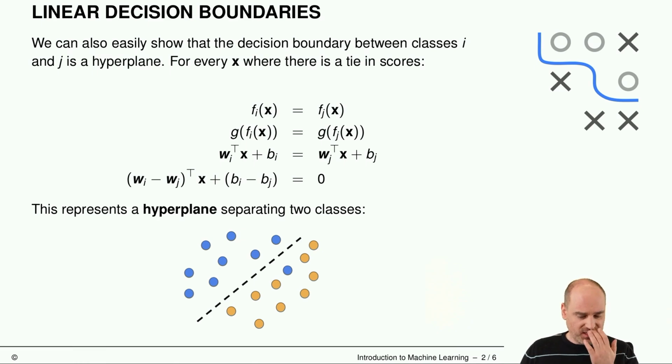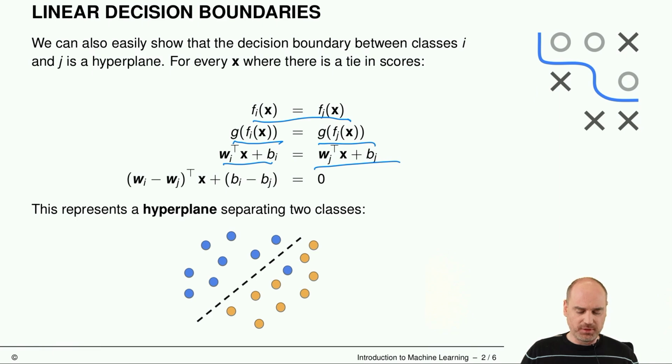And the answer is yes, and it's actually not very difficult to show this. So let's take a look at a situation where we have a tie between two of our discriminant functions. So this is how our decision boundary was defined, right? And now we said that if we apply our monotone transformation to this f, we can write it down as a linear function.